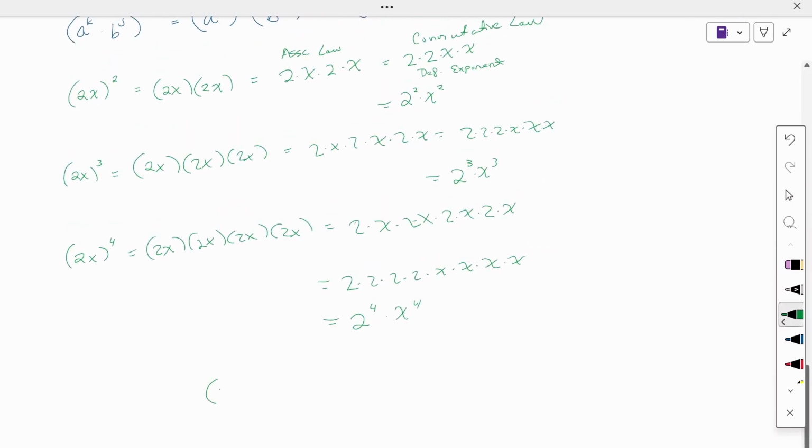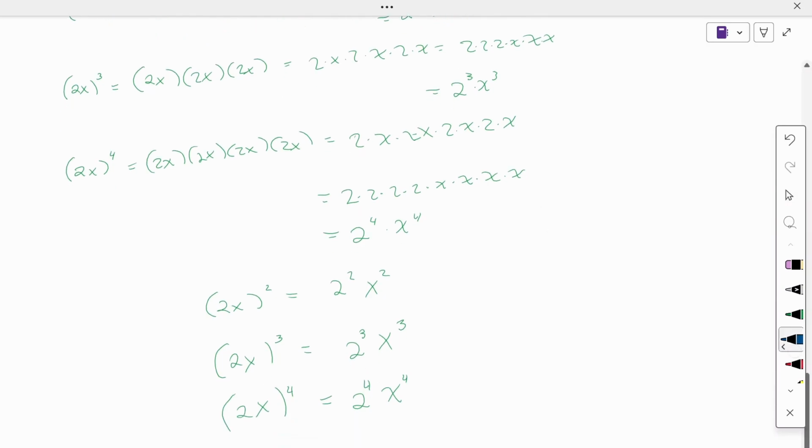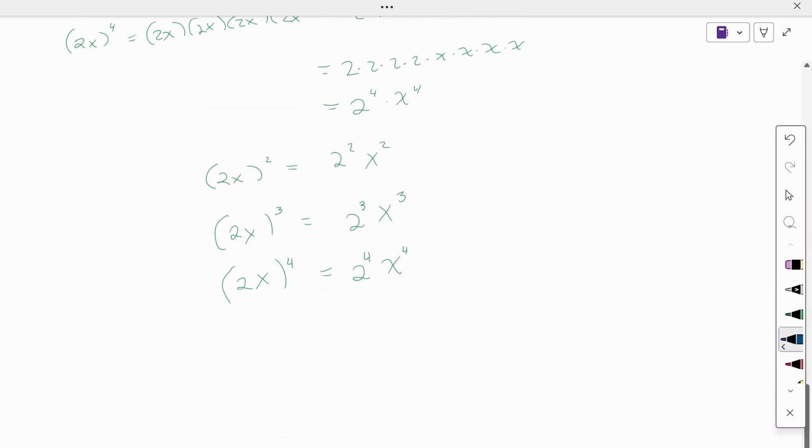All right, now we've got to establish the pattern. We've got 2x quantity squared. That gave us 2 squared x squared. I've got 2x quantity cubed. That gives me 2 cubed x cubed. 2x quantity to the 4th power gave me 2 to the 4th x to the 4th power. And I hope that everybody can see that, as a consequence, the exponents do indeed appear to distribute to each of the terms that exist inside of the parentheses, QED.